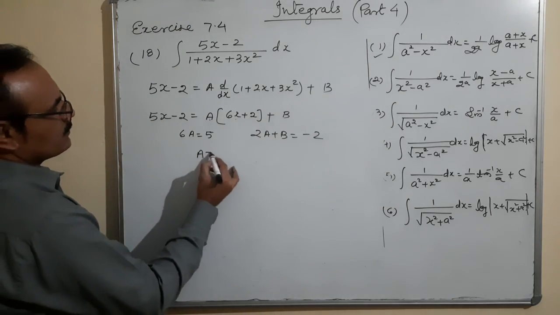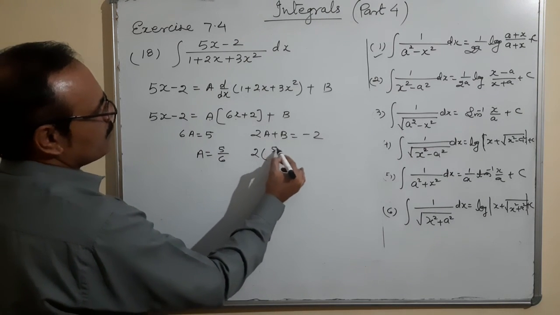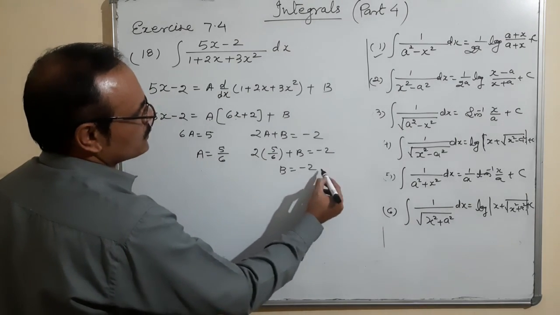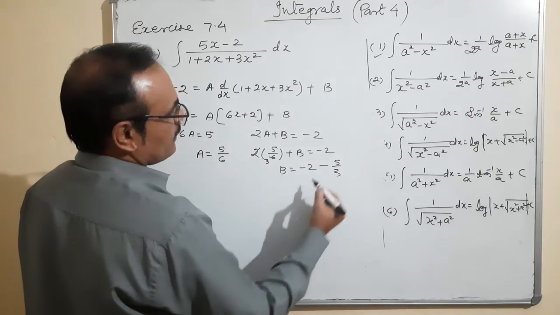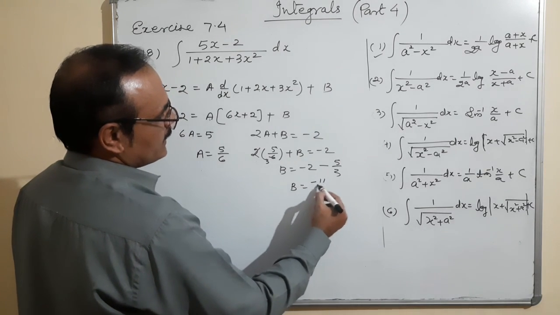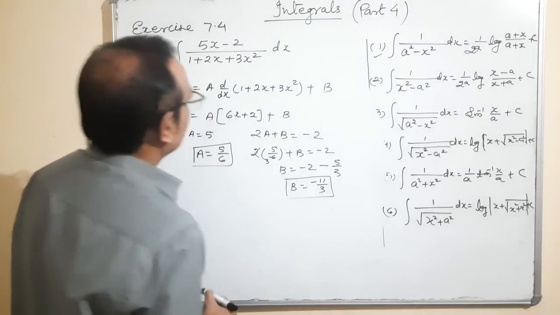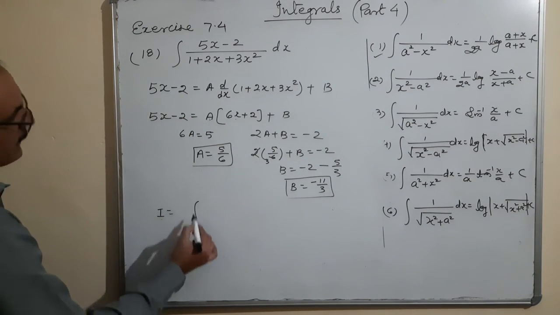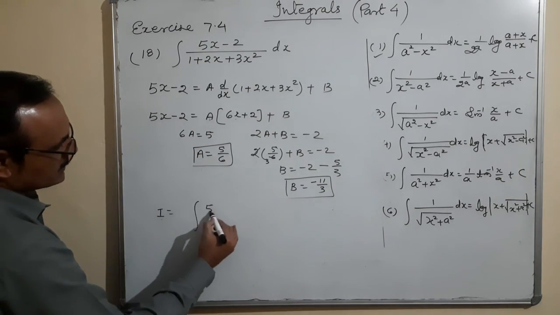So a is equal to 5 upon 6, and when we put 5 upon 6 in place of a, 2 times 5 upon 6 plus b is equal to minus 2. So b is equal to minus 2 minus 5 upon 3, which is minus 6 minus 5, minus 11 upon 3. It is a and here is b. Now what happens? In place of 5x minus 2, we can write a, that is 5 upon 6.